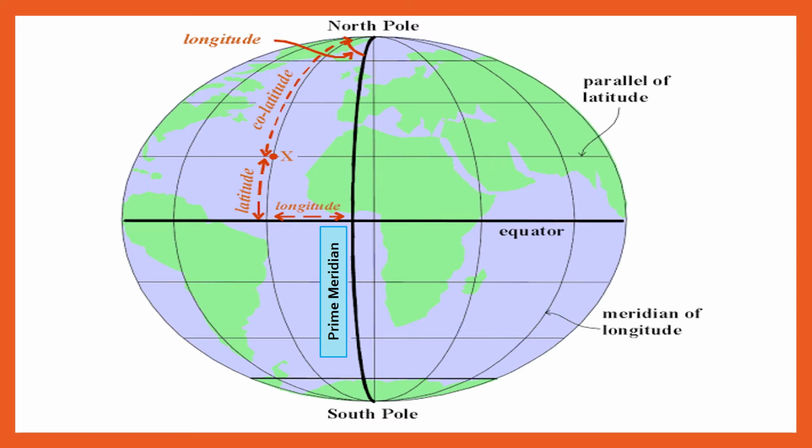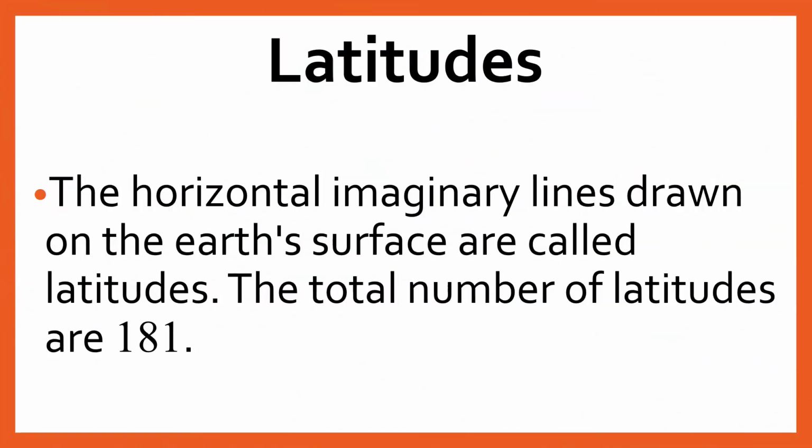Now, with these important lines as base, we have drawn some more lines. For example, with the equator as the base, we have drawn a number of horizontal lines on the planet Earth, which are called latitudes. The horizontal imaginary lines drawn on the Earth's surface are called latitudes. If any point on the surface of the Earth is connected by a straight line to the center of the Earth, then the angle of that line at the center, measured from the equator, gives the latitude of the point. The total number of latitudes is 181.